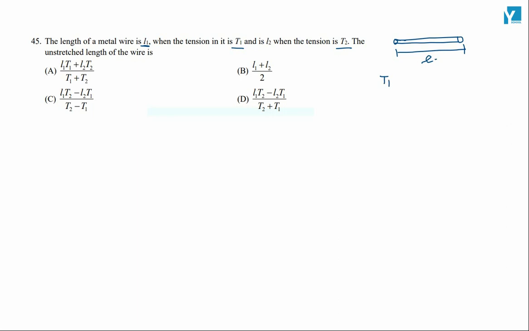force या फिर tension T1 लगाई, तब हमारे पास length थी L1, और जब tension T2 लगाई, तब हमारे पास length थी L2. हमें बताना है original wire की length क्या होगी.